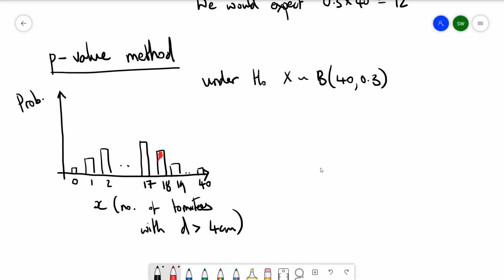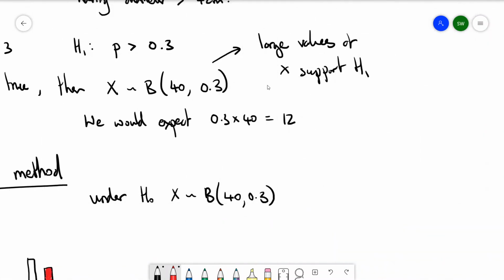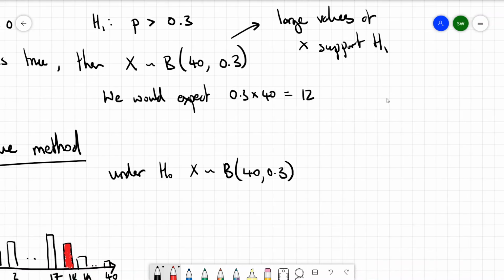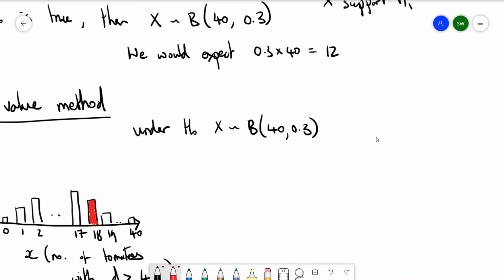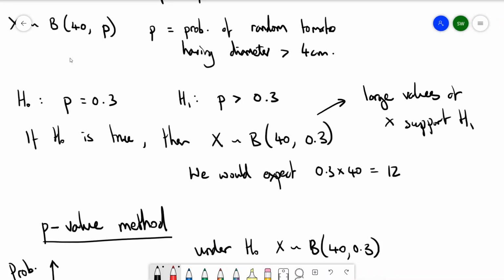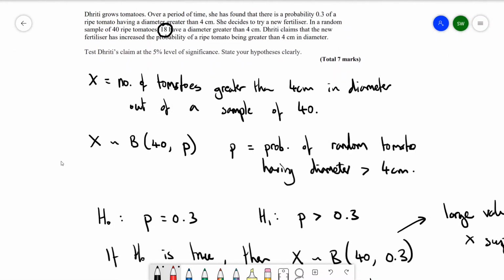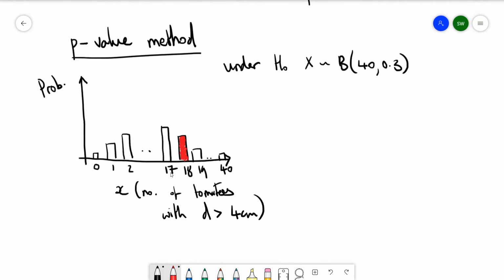So we're at 18. We saw 18 out of the 40 with a big diameter. What we've got to work out is whether this is in the critical region. Because large values of X would support H1, so significantly more than 12, our critical region is going to be the right 5% of the distribution. And it's 5% because 5% is our significance level. So we've got to work out, is this X equals 18 in the right 5% of the distribution? To determine that, we're going to work out the p-value.